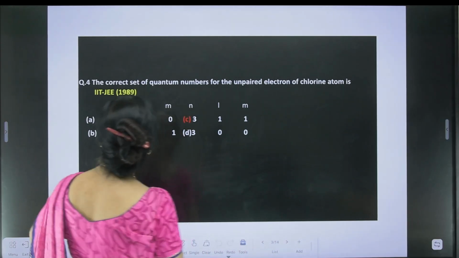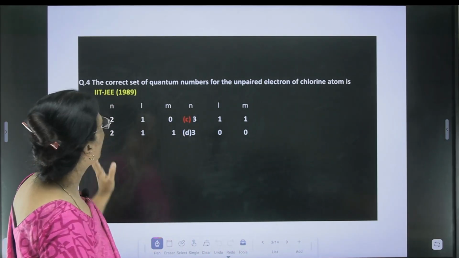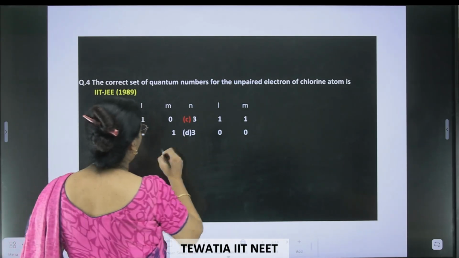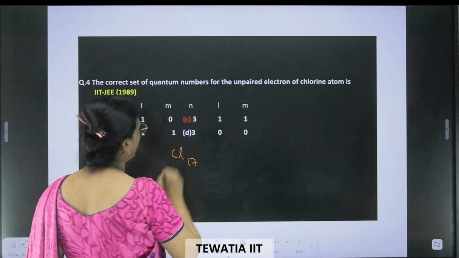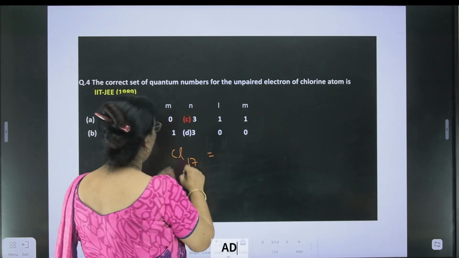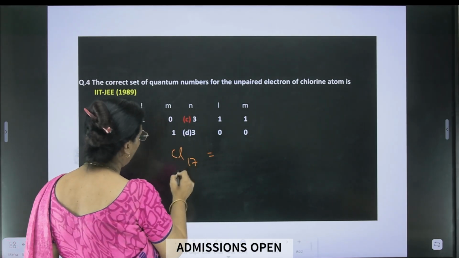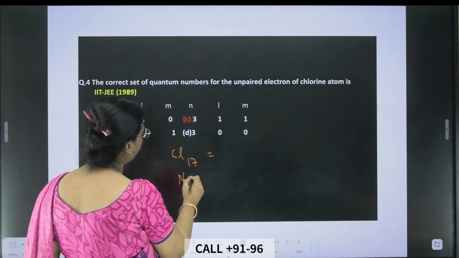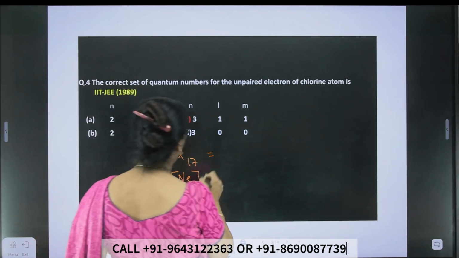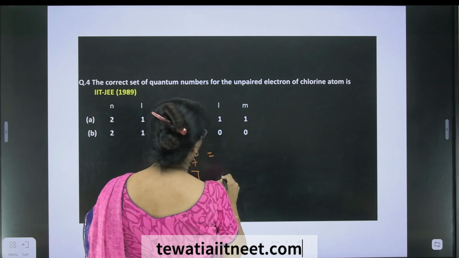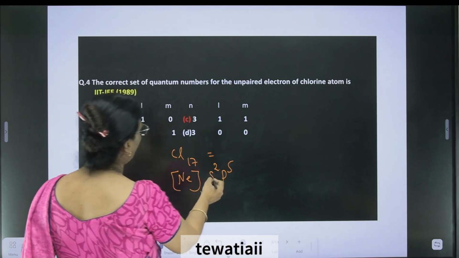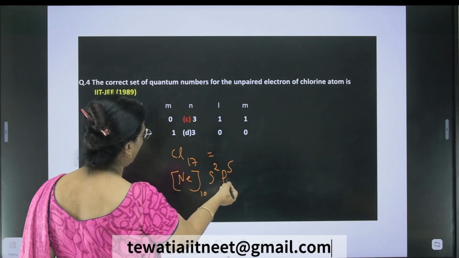The next question: the correct set of quantum numbers for the unpaired electron of a chlorine atom is how much? Chlorine, you know, its atomic number is 17, and if you see the electronic configuration, before that, suppose you write neon, it is 10, then 7 electrons you have to arrange. So 7 electrons you will arrange means here p5 and s2.